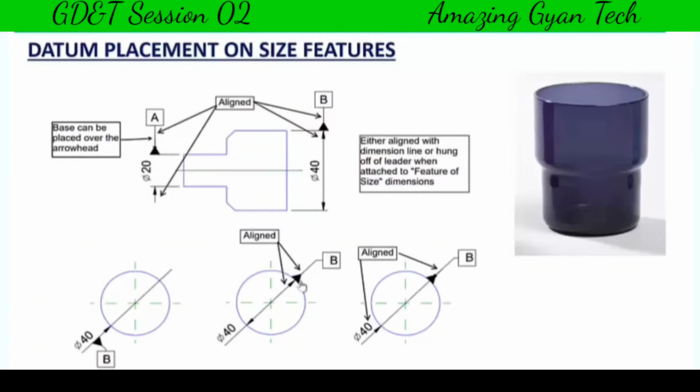So the main difference between datum placement on features of size and on surfaces is that on a surface it should not be aligned, and on size features it should be in line with the dimension line. So these are the main differences between the datum placements.